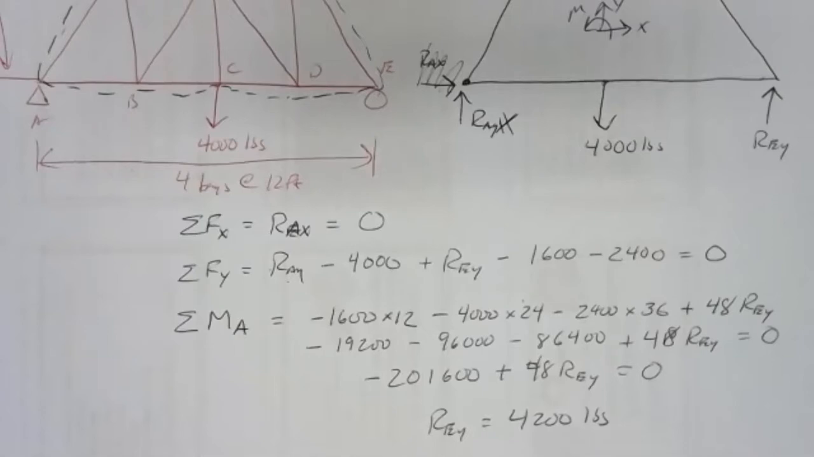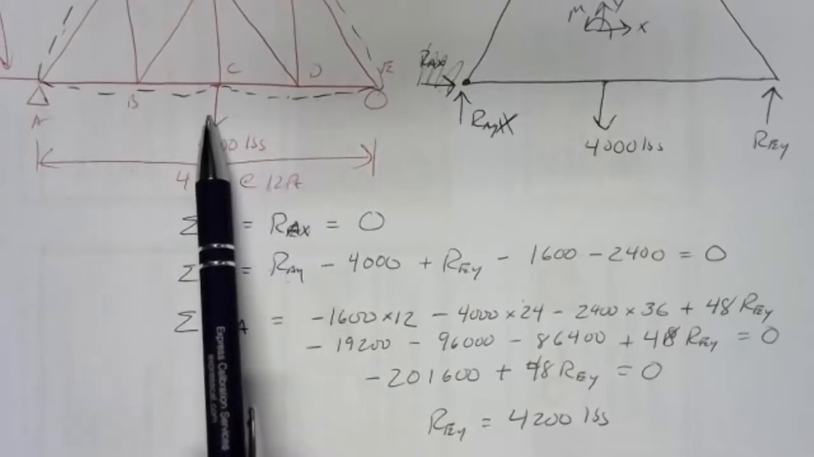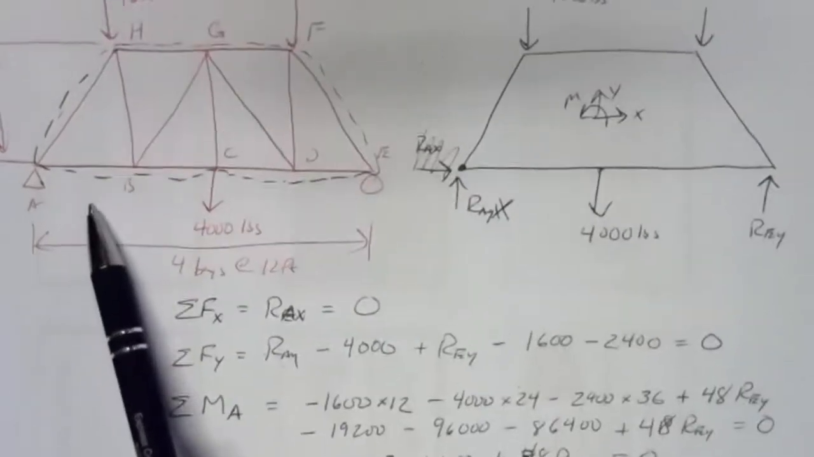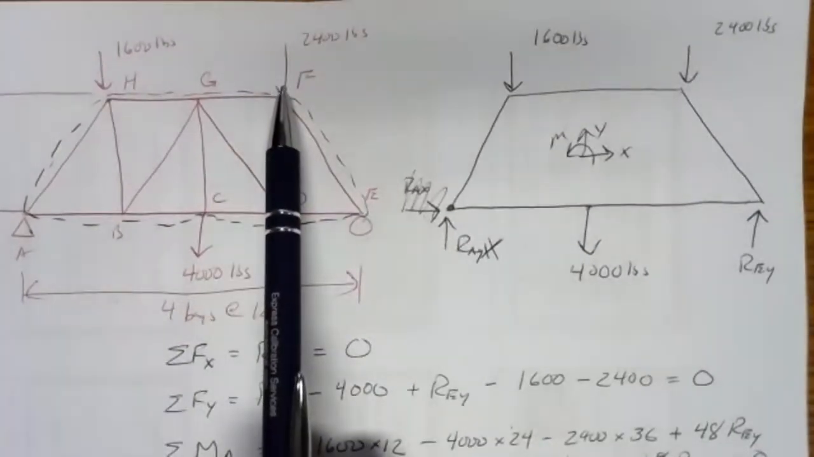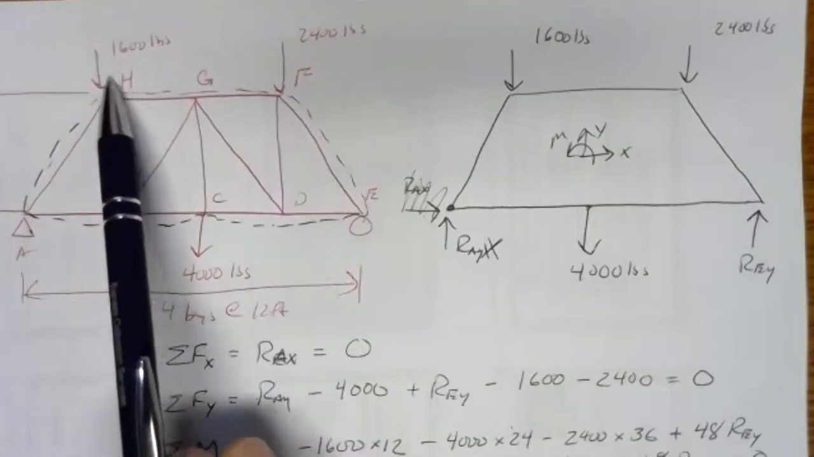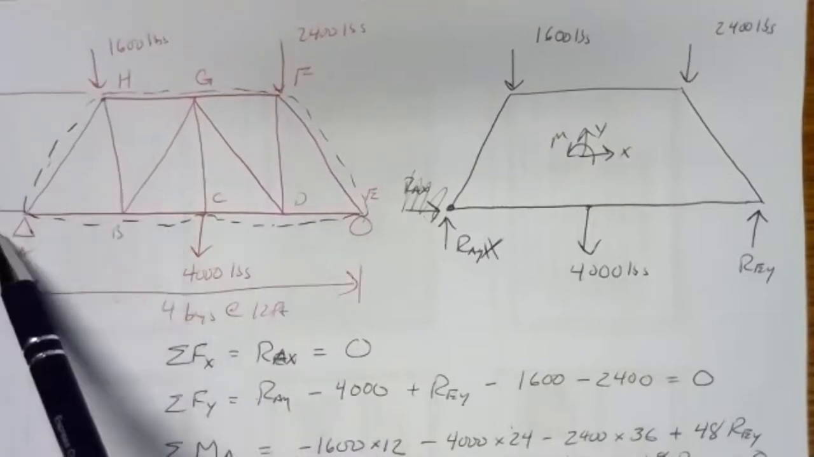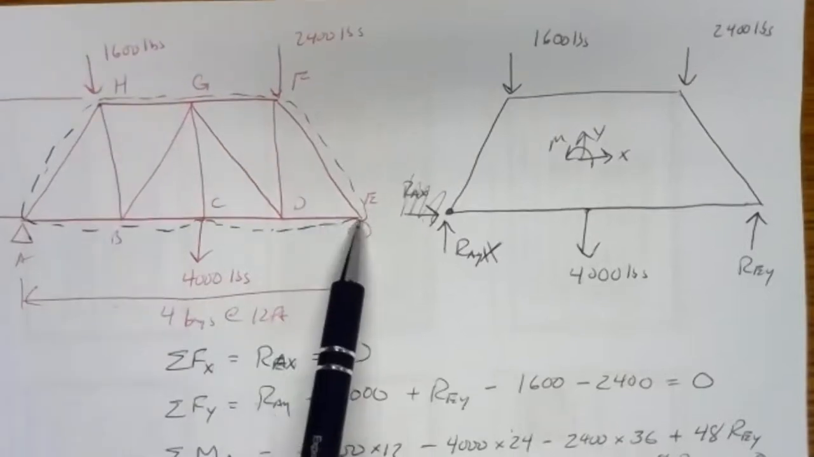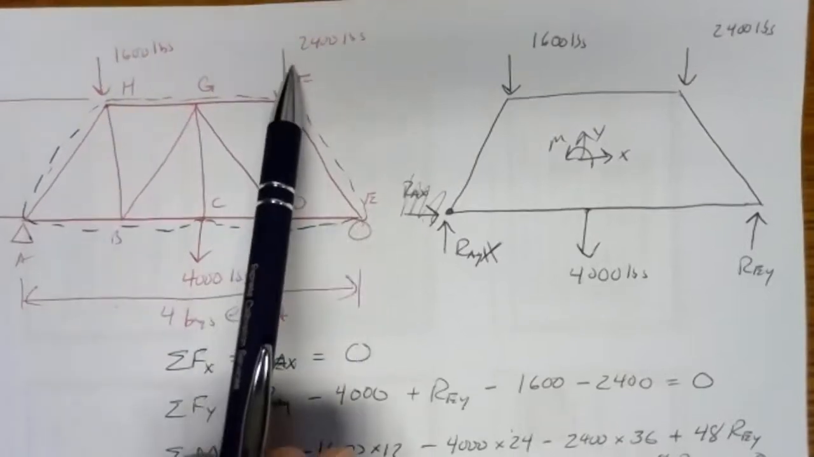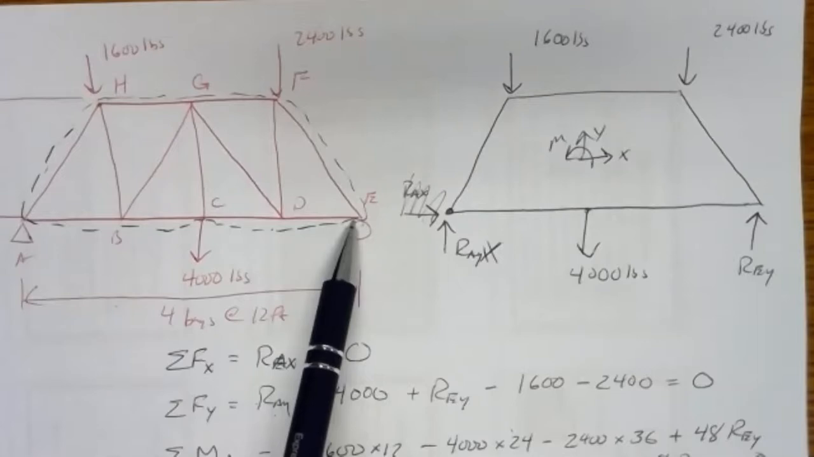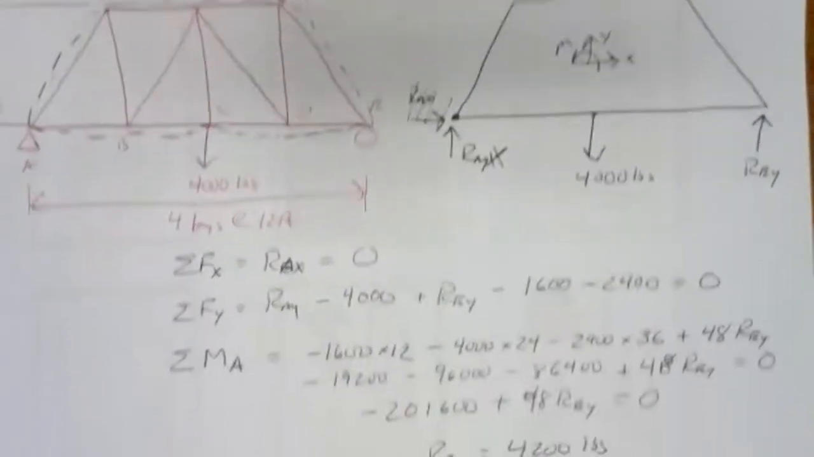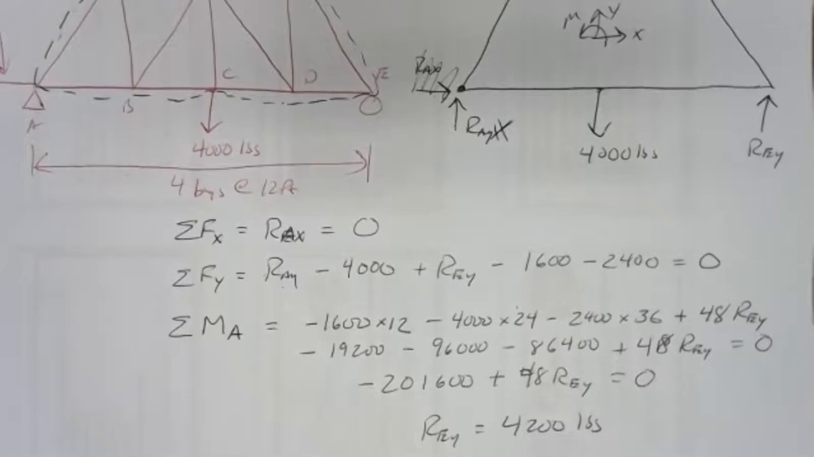Kind of makes sense. We've got 4,000 pounds sitting right here in the middle, so that's an automatic 2,000 pounds on each side. But then we've got this extra 2,400 pounds pushing down here. And we've got this 1,600 pounds. Now, while A is going to support the majority of that 1,600 pounds, some of that's going to be over here on E. And while the majority of that 2,400 pounds is pushing down on E, some of it's going to be on A. So it's not too unreasonable to get up into the 4,200 pound range on that one.